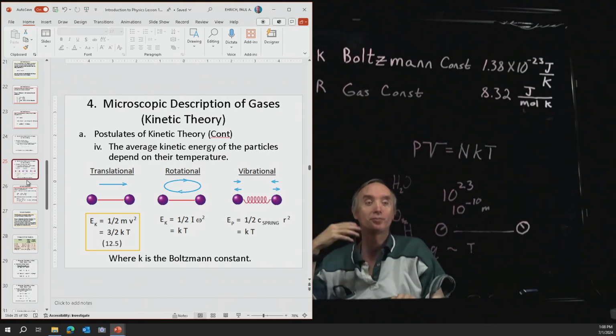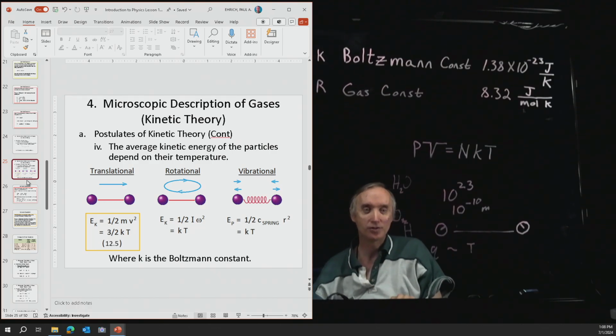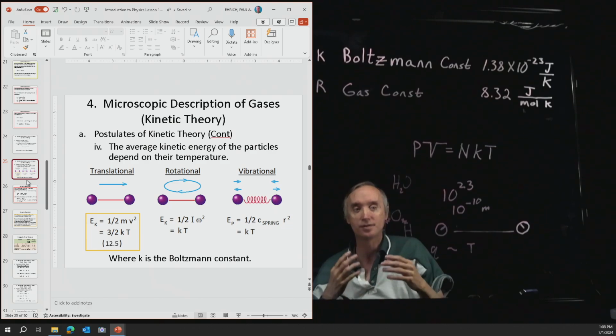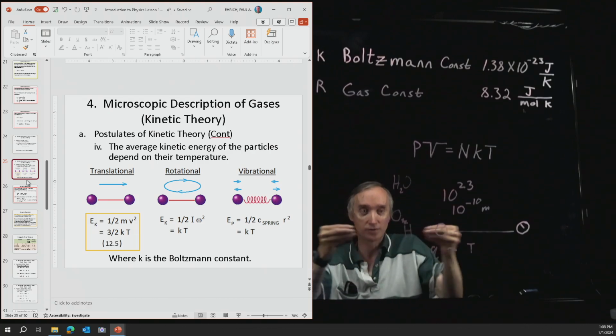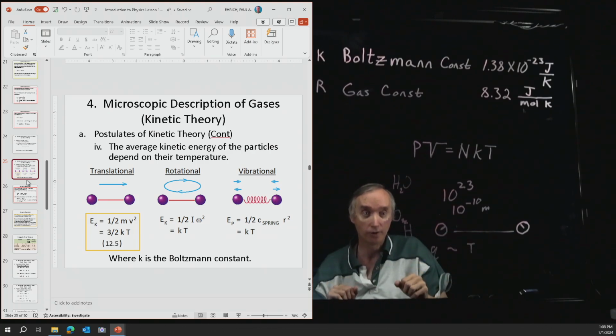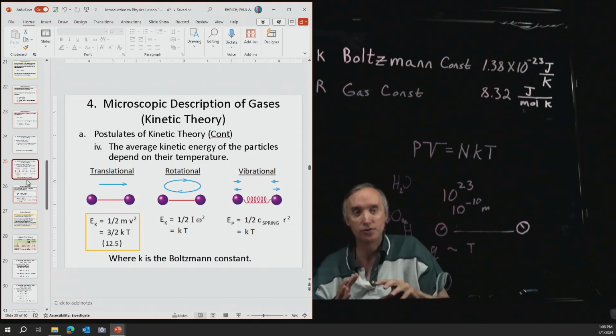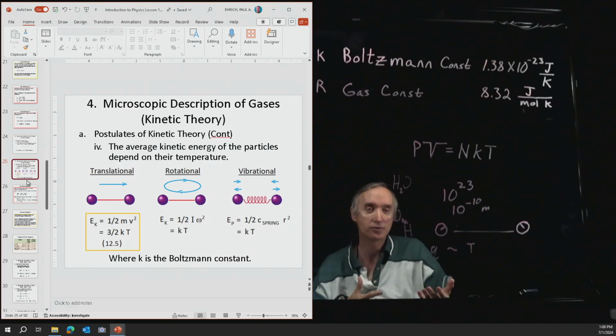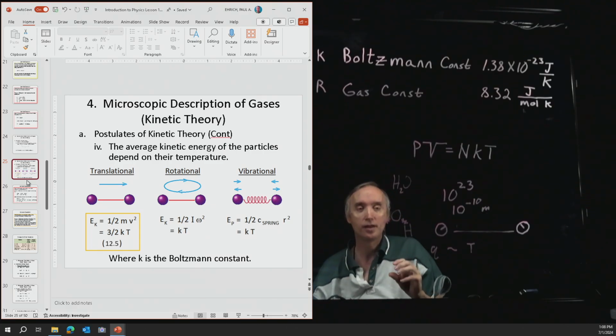So there are different kinds of vibrations that a molecule can have. And in a previous lesson, we talked about the energy of vibration, the energy of a spring. And it was 1/2 the spring constant, which was the stiffness of the spring, multiplied by the distance that it's stretching, squared, and then that energy is related to its temperature by kT. So these are different things that a molecule can do.